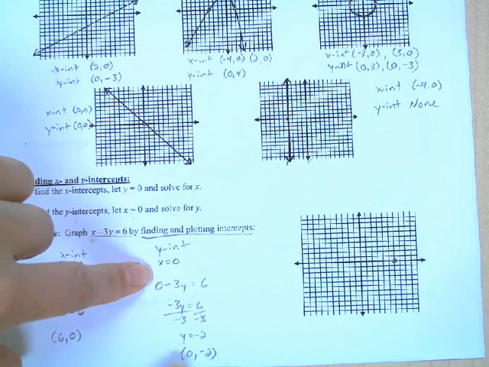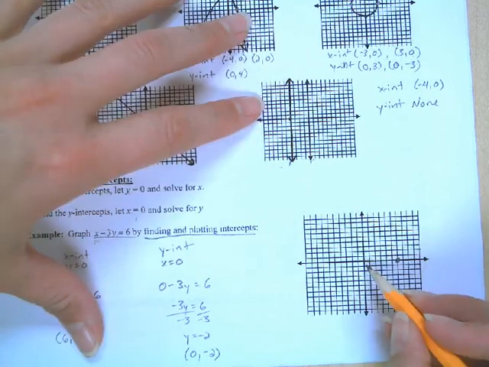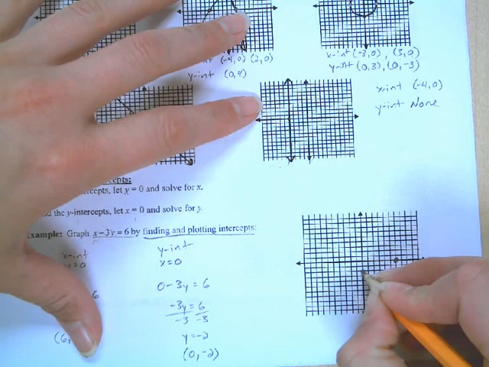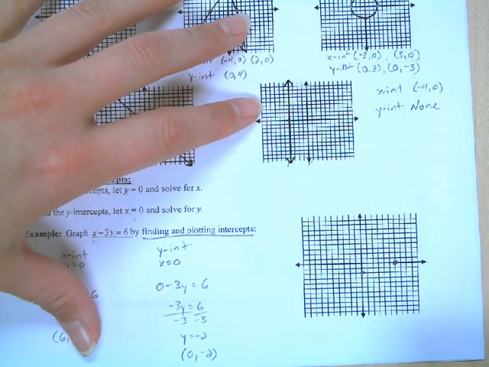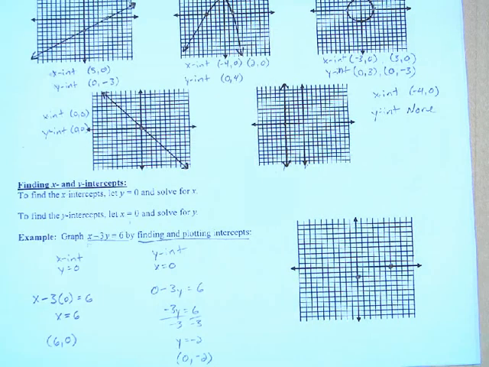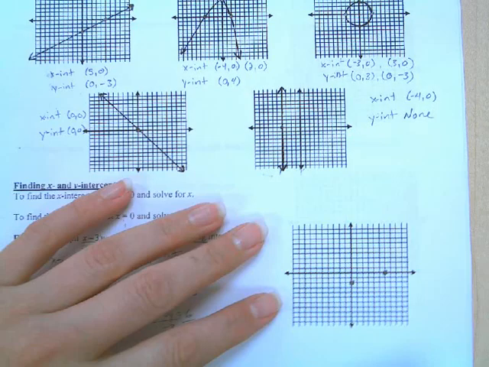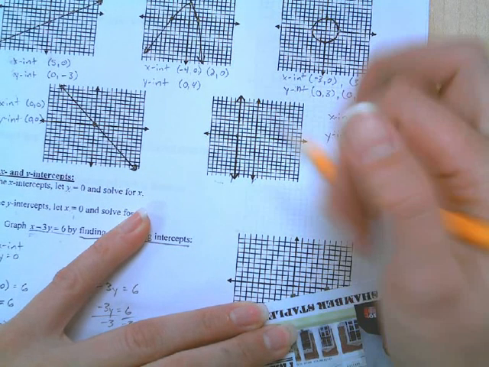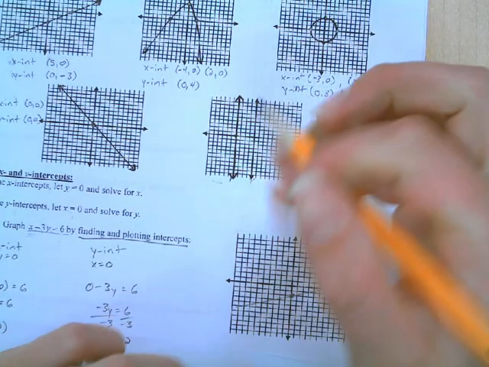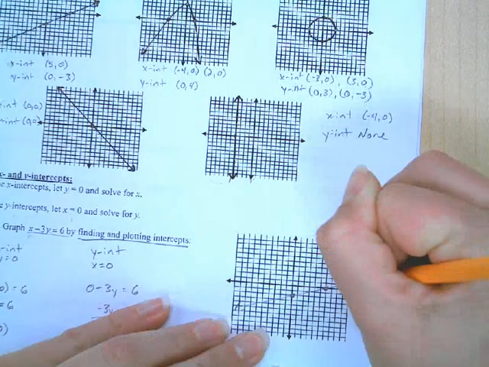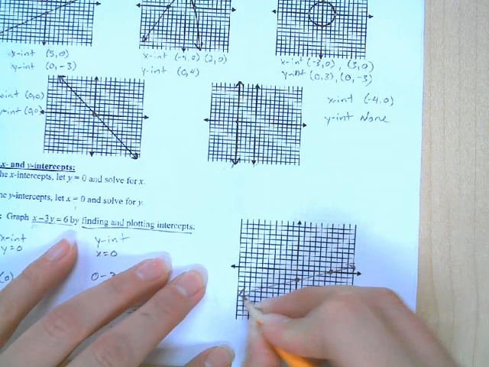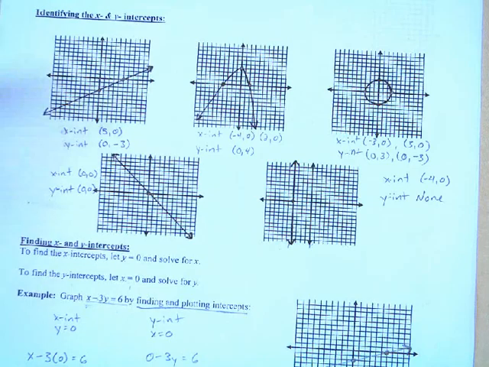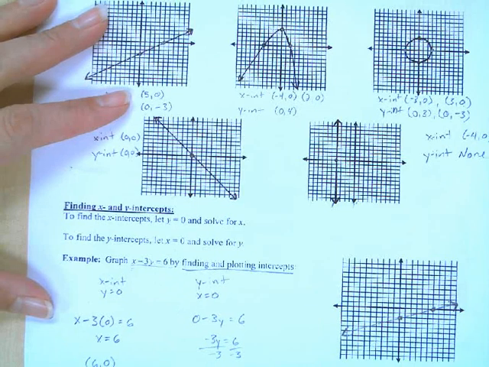Anytime your x and y intercepts are both 0, you're going to pick another point and plug it in so that you can get a second point. Now it doesn't really matter which point you use. Any point will do. So let's make a little note to ourselves: pick another point if the graph goes through 0, 0. So we're going to have to pick another point if the graph goes through 0, 0.